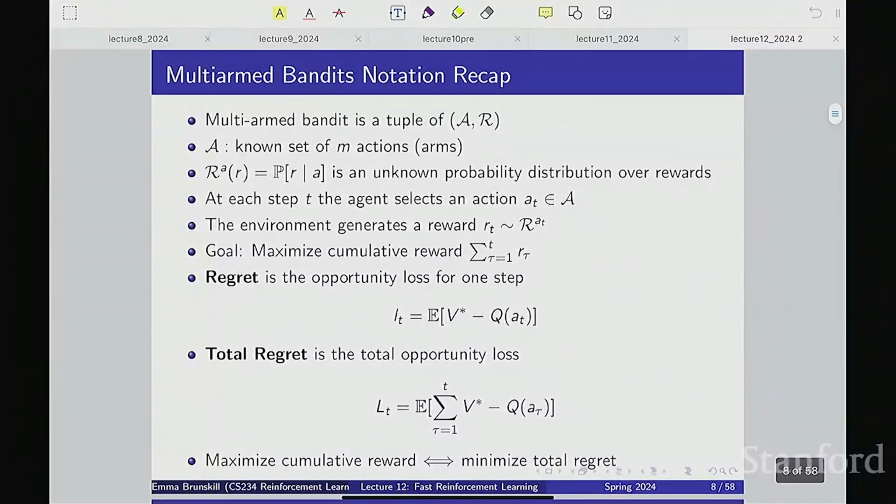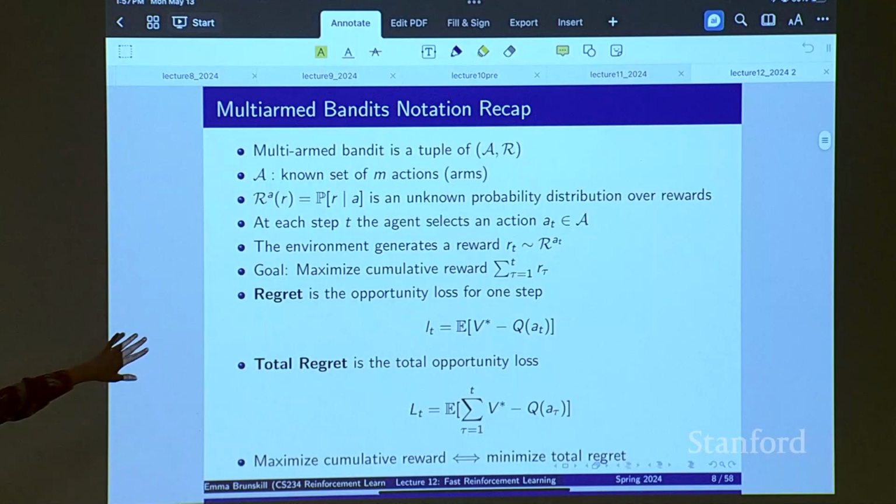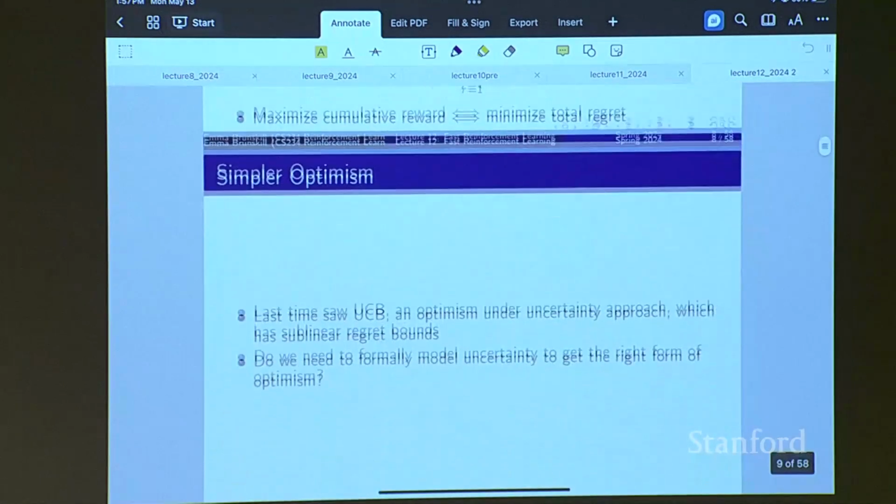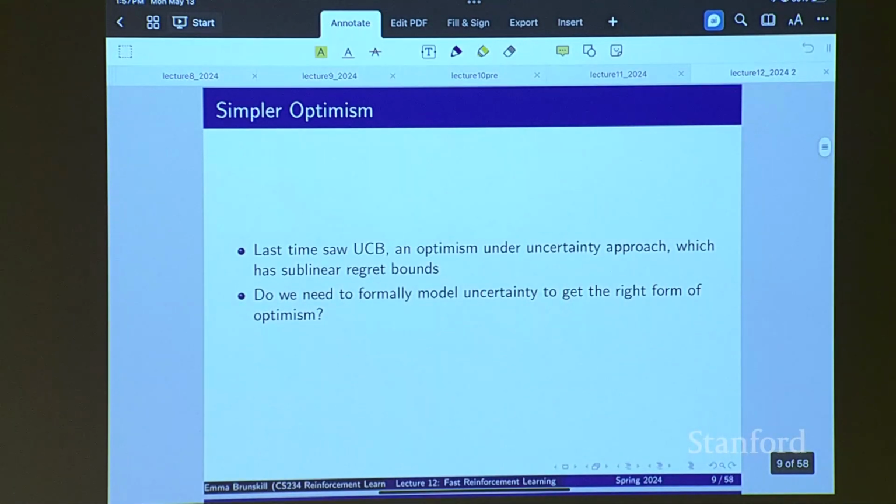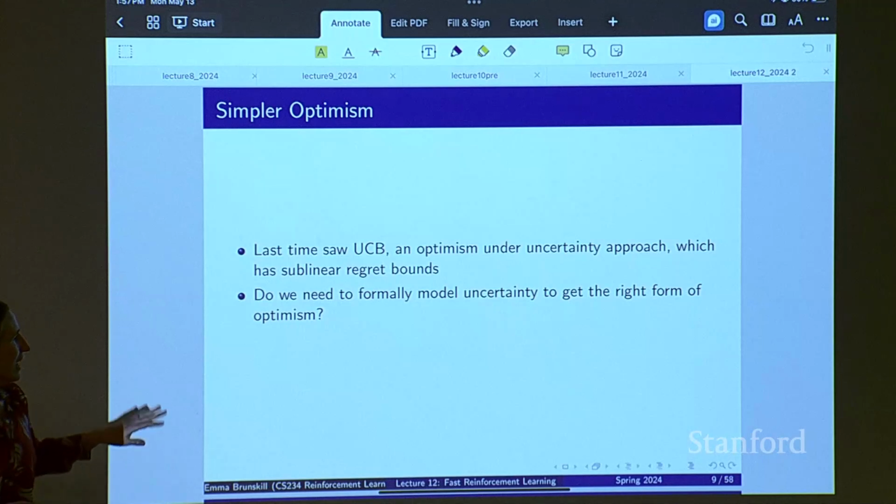All right, I'm going to do very quickly just notation. Remember, regret is the opportunity loss per one step. Total regret is the total opportunity loss. We're using Q to denote the expected reward for a particular arm. So one thing, I'm blanking on who suggested this last time, forgive me, but someone came up to me and said, hey, couldn't we have used just like a smarter optimistic initialization? Do we have to actually have these upper confidence bounds? And I think that's a very reasonable suggestion, and that was a great follow-up to some of the stuff we're going to talk about today.